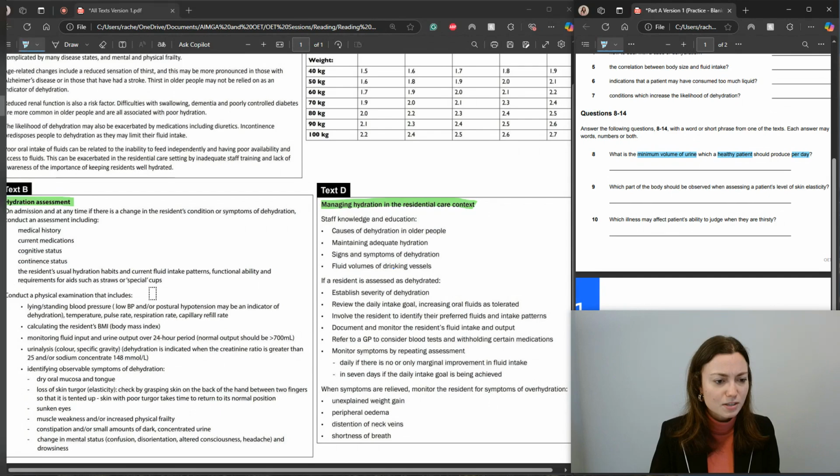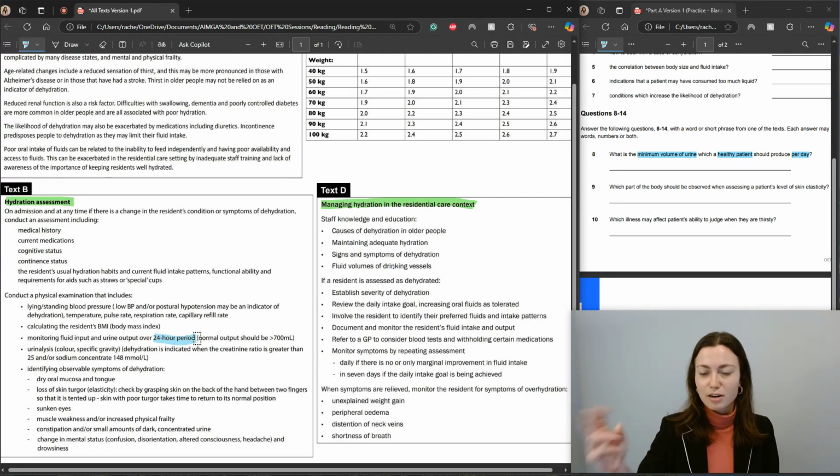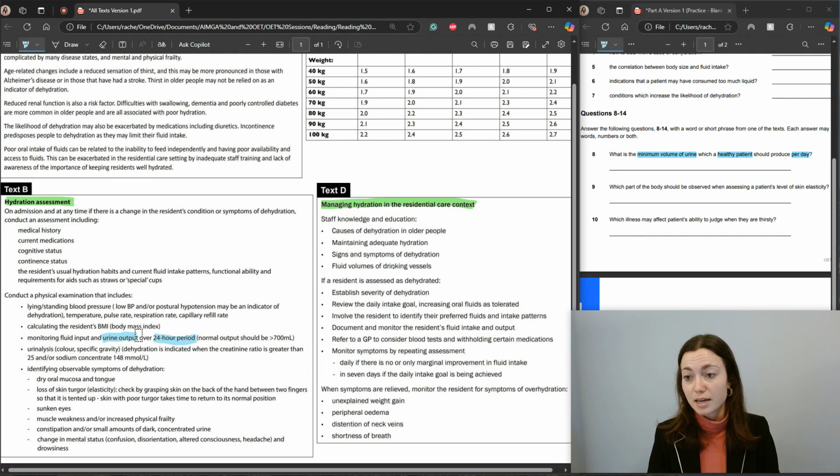Conduct a physical examination that includes, we have blood pressure, BMI, fluid input, and urine output over a 24-hour period. So right away, we should acknowledge clues that are guiding us to that answer. 24-hour period, we have that reflected in per day. And we have specifically the exact words urine output, so that's given. Then we have in the brackets here, normal output should be greater than 700 milliliters.